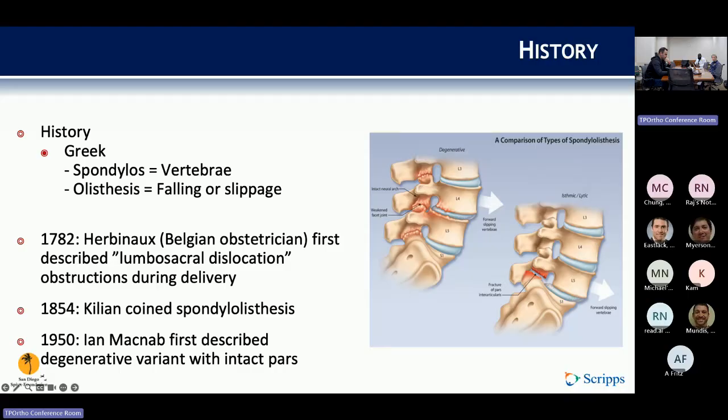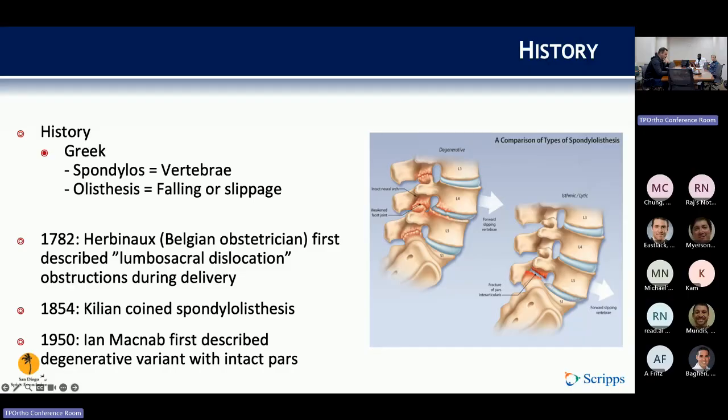So spondylolisthesis of L5 and S1 was actually first described by a Belgian obstetrician. Oddly enough, Dr. Herbeneau in 1782, when he first noted obstruction of the pelvic outlet during delivery, caused by what he termed lumbosacral dislocation. He subsequently coined the term spondylolisthesis from the Greek word spondyle, which is vertebra, and olisthesis, which means to slip, in the 1800s. And subsequently after, it was noted that a pars defect was actually found and required for this kind of slip to occur.